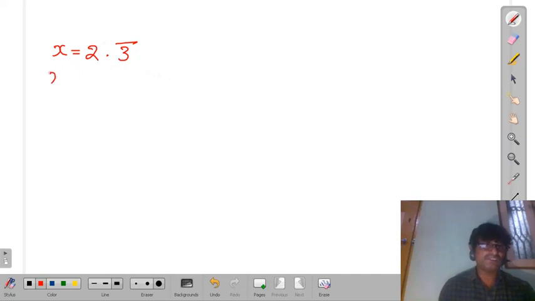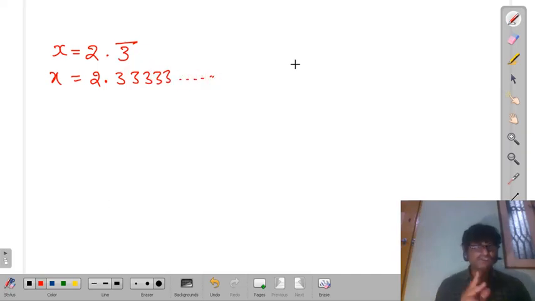So x equal to 2.33333 and so on, like that we can write. Now here under the bar, how many digits do we have? One digit, so multiply both sides by 10. Suppose under the bar we have two digits, we multiply both sides by 100. Suppose three digits, then we multiply both sides by 1000. So here I am multiplying both sides by 10.